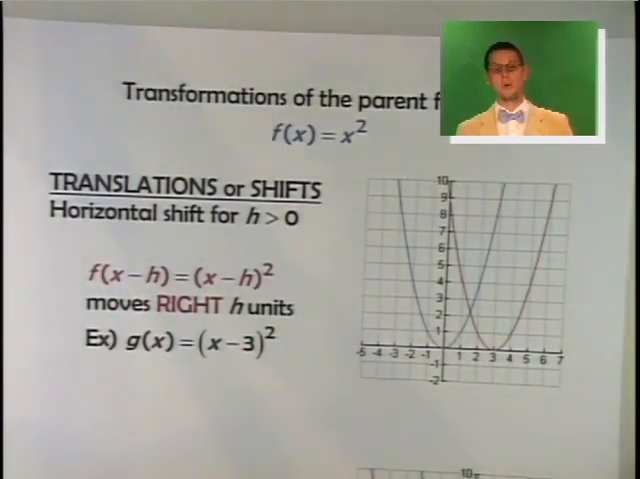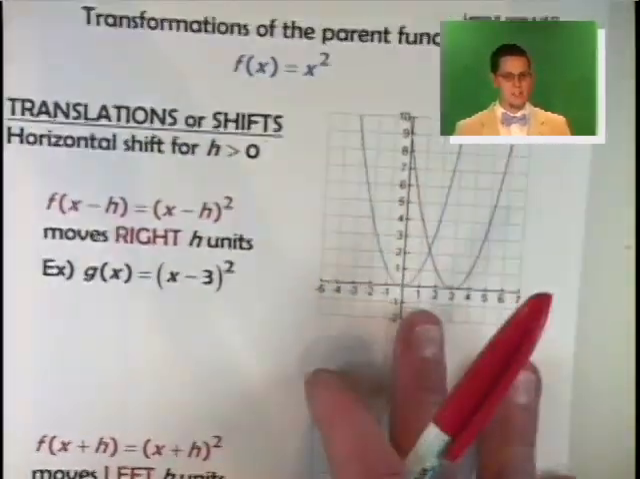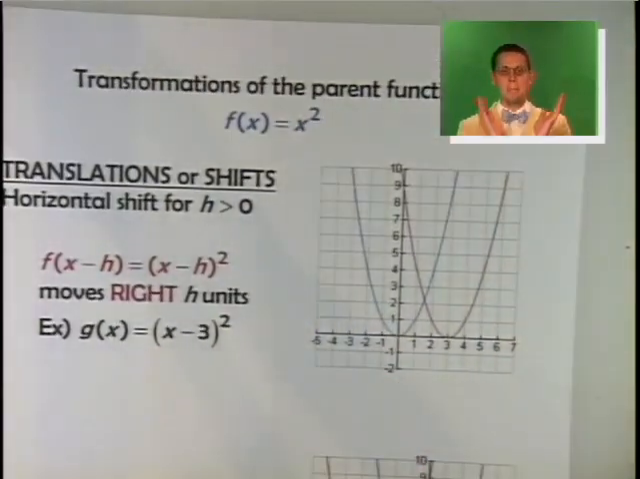Transformations means we're going to change it. We're going to shift it. We're going to move it to a different position. We're going to flip it around. We are going to reflect it across axes, and we're going to change its aperture. We're going to make it wider or narrower. Now, this is where changing the equation is going to manifest itself in the graph. And you have to know how the change is associated with the equation.